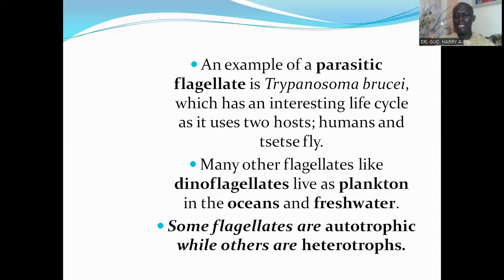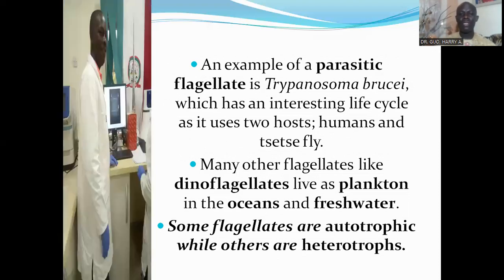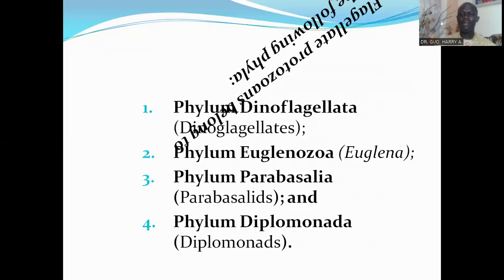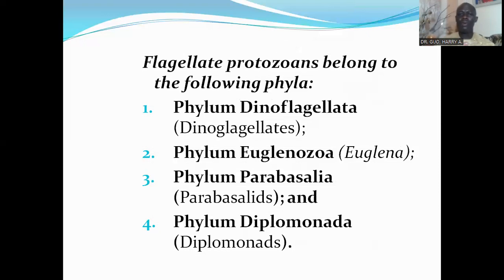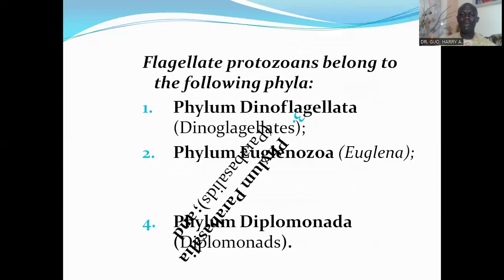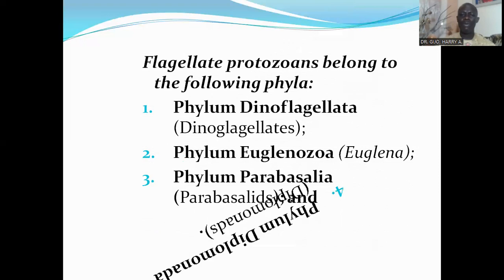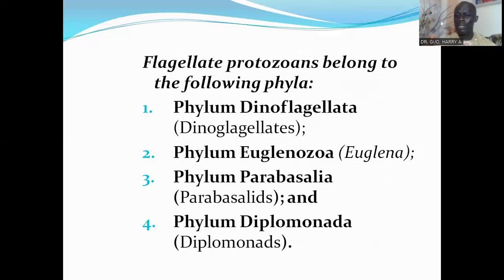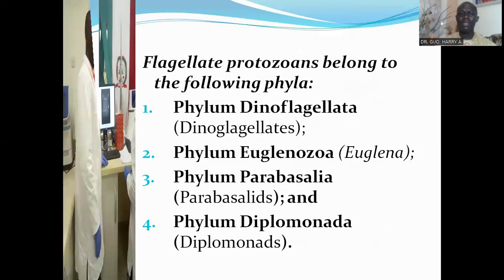Many other flagellates, like dinoflagellates, live as plankton in the oceans and freshwater. Some flagellates are autotrophic, while others are heterotrophic. The flagellate protozoans belong to four phyla. The phyla include the phylum Dinoflagellata, the phylum Euglenozoa, the phylum Parabasalia, which are also called the Parabasalids, and the phylum Diplomonada. These four phyla of protozoans are grouped into the flagellate protozoans because of their possession of flagella. These organisms possess flagella for locomotion.